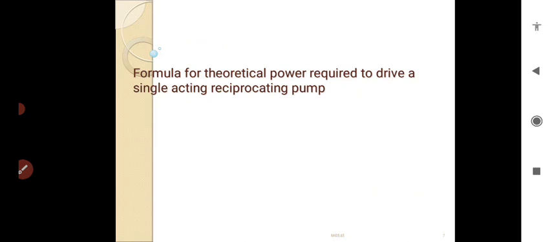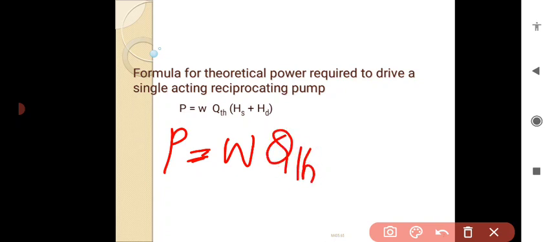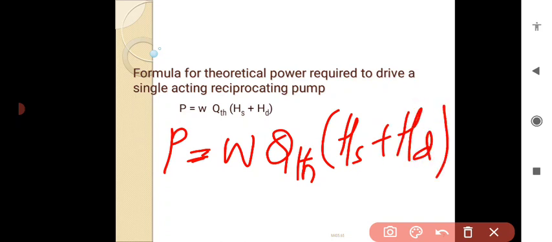Now observe this formula to find the theoretical power required to drive a single acting reciprocating pump: P is equal to W into QTH into (HS plus HD), where W is the specific weight of the liquid, QTH is the theoretical discharge, HS is the suction head and HD is the delivery head.